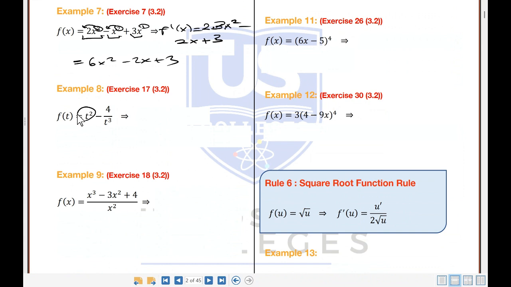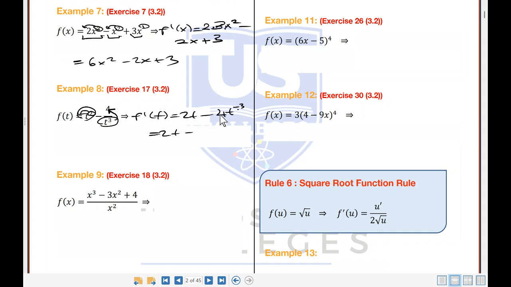Okay, next question. T squared, easy. 2 is the exponent. Pull it down in front. So it is 2t minus, what about 4 over t cubed? Like the previous questions, the variable is in the denominator, so move it to the numerator to use the power rule. So rewrite it as 4t to the power of minus 3. Now you can take its derivative.